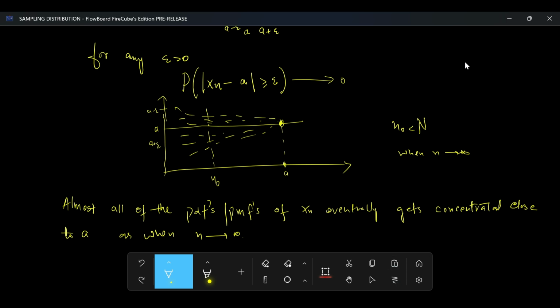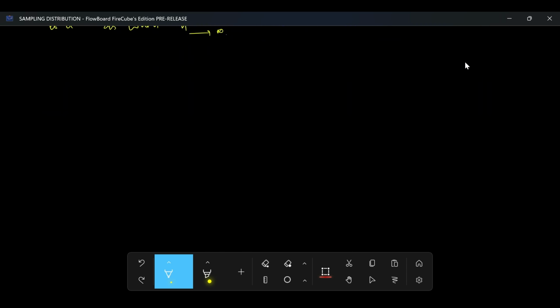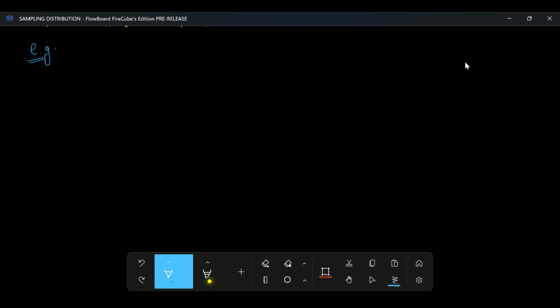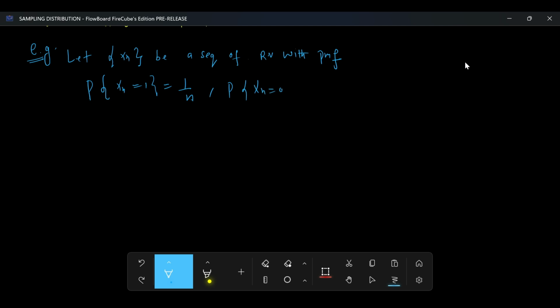So let's take an example on this. Let Xn be a sequence of random variables with PMF: probability Xn is equal to 1 is 1 upon n. When Xn takes value 1, probability is 1 upon n. And probability Xn is equal to 0 is 1 minus 1 upon n.